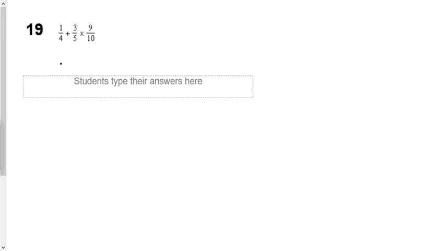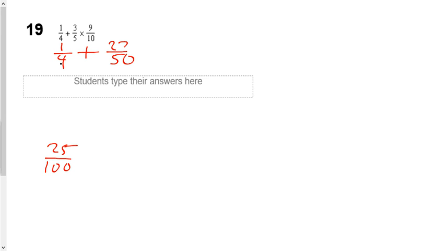Question 19, we started getting some BEDMAS questions here. Some people still think you need common denominators when multiplying, but you don't. So the first thing I'm going to do is just keep my 1/4 and multiply this out to get 27/50ths. Now I have 1/4 plus 27/50ths. Common denominator will be 100.